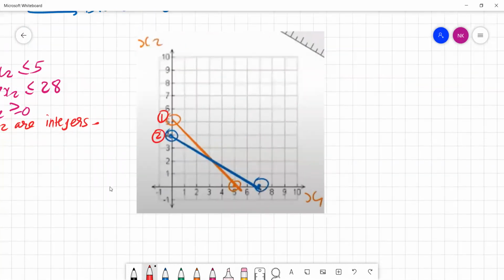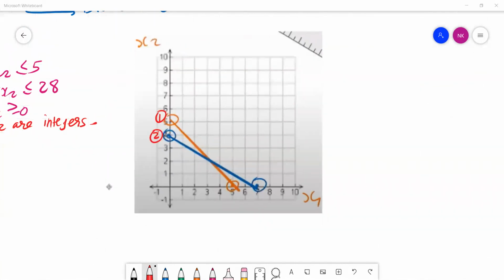Now I want the points. I want the points corresponding to all the things, that is the corner points. This is nothing but 0, comma 0. This is 5, comma 0. This is 7, comma 0. This point I require. This is 0, comma 5. And this particular point is 0, comma 4.